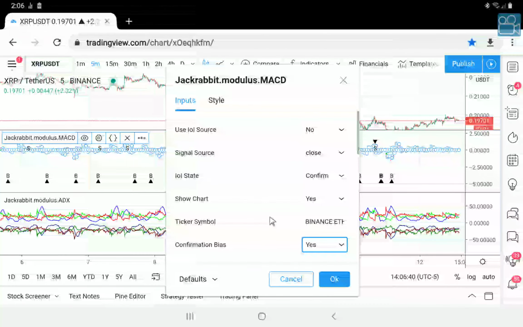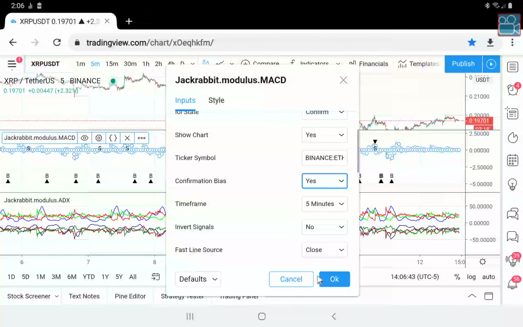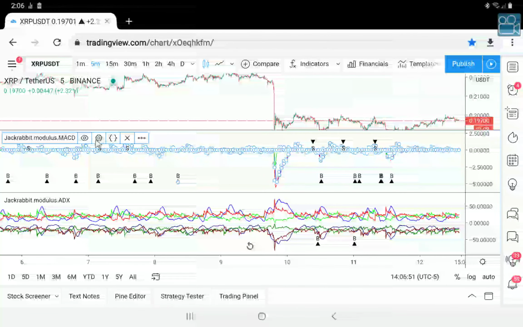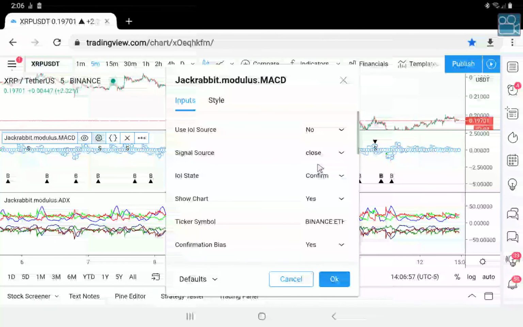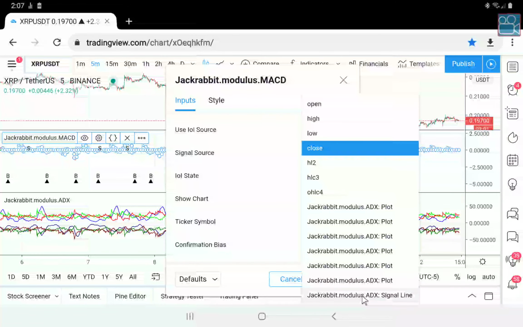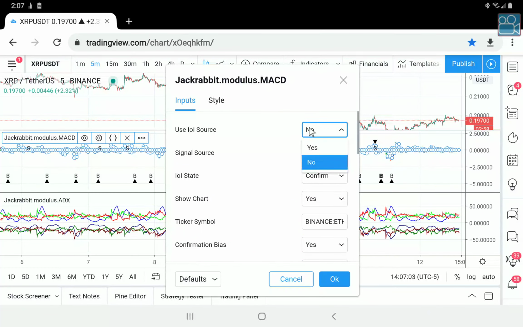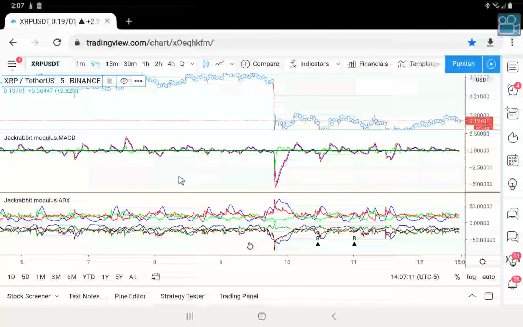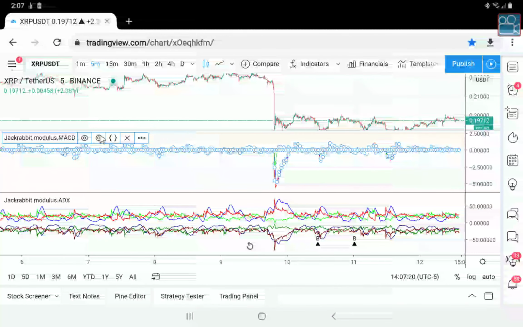Okay, we're going to leave the time frame alone. 5 minutes. Now, let's feed ADX into MACD. So, we're going to go to the signal line for ADX. We're going to say yes. And now we're going to see what we get. Did this work well or not? No signals, so no, it did not work well. Let's try the other way around.